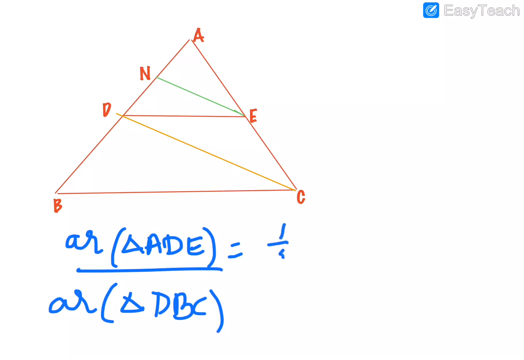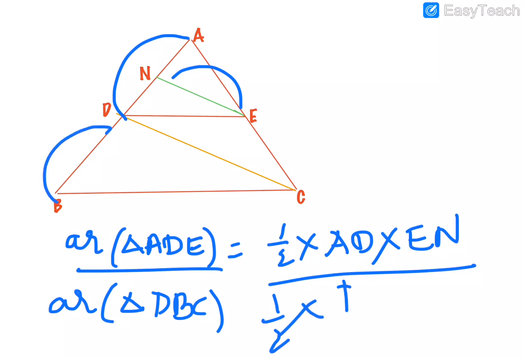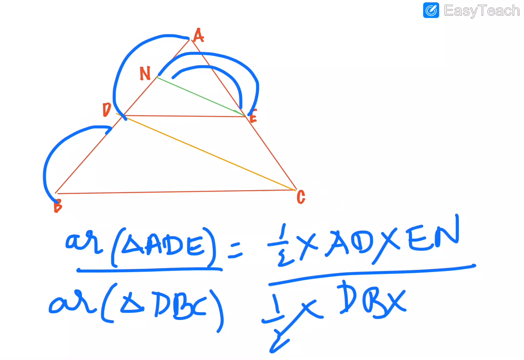Area of triangle ADE is half into its base. ADE's base is AD and height is EN. Similarly, as I have explained here, half into, for DBC base is DB and height again is EN only, because just now I have told you the height of this particular triangle is lying outside. Okay, so here EN gets cancelled, half gets cancelled, and what we get is area of triangle ADE by area of triangle DBC is AD by DB.